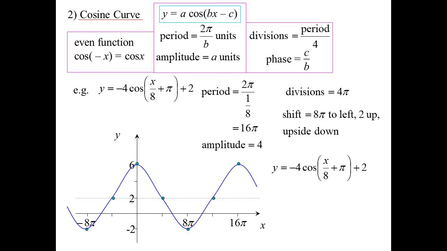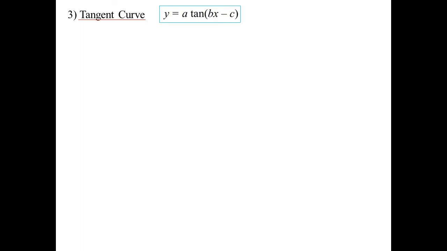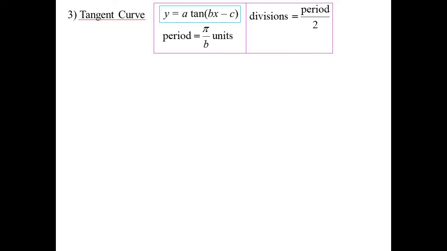Well, it wouldn't be complete unless we did tan as well. So tan, y equals a tan(bx - c). Period, this time is pi on b. Sine and cosine 2 pi on b. Tan's pi on b, because the basic tan curve has a period of pi. Divisions, therefore, will only be period divided by 2. Again, if you look at the basic tan curve, it repeats every pi, so I only need 2 quadrants.